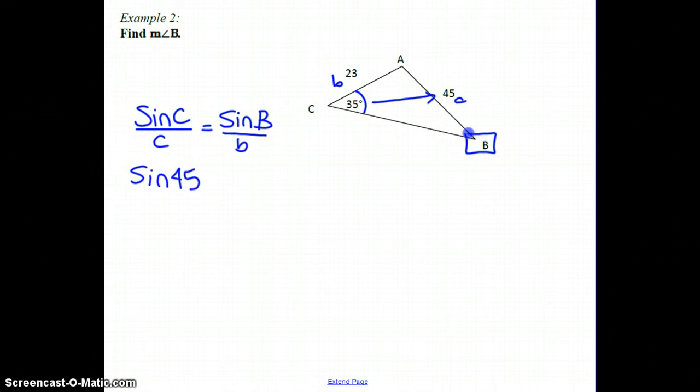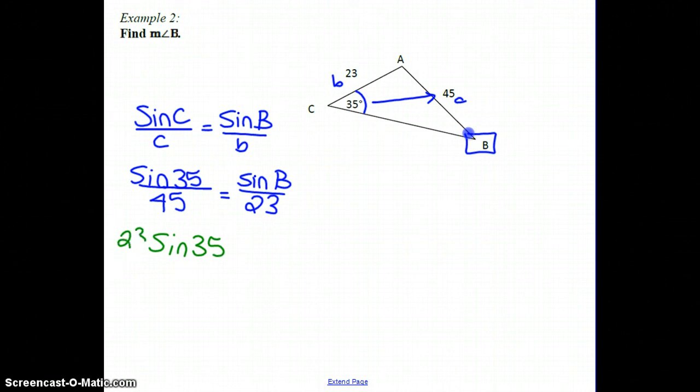So sine 45 over 35 degrees. Ooh, whoa, sorry, I'm already confusing everybody. Sine 35, because 35 is our angle, over our side length, equals sine B, because B is what we're looking for, over our other side length, which is 23. Again, we cross multiply, so you get sine 35 times 23, and that's equal to 45 times sine B.